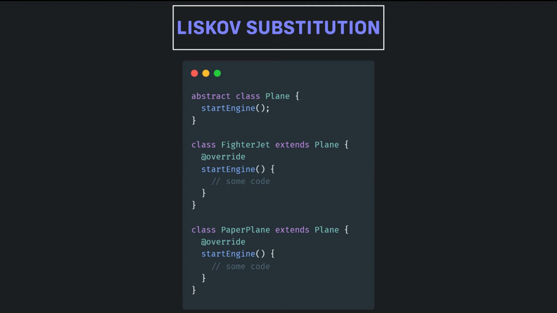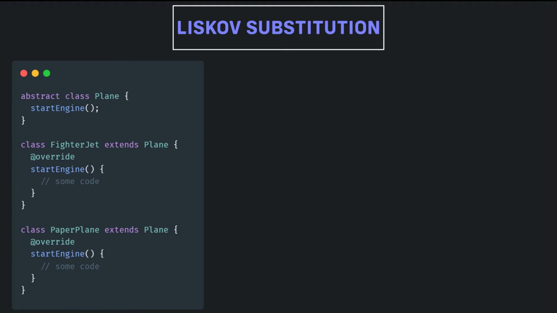In this example, fighter plane and paper plane classes both extend the plane class which contains a start engine method. So it's clear that fighter plane can start engine but paper plane can't. So it's breaking the Liskov substitution principle.